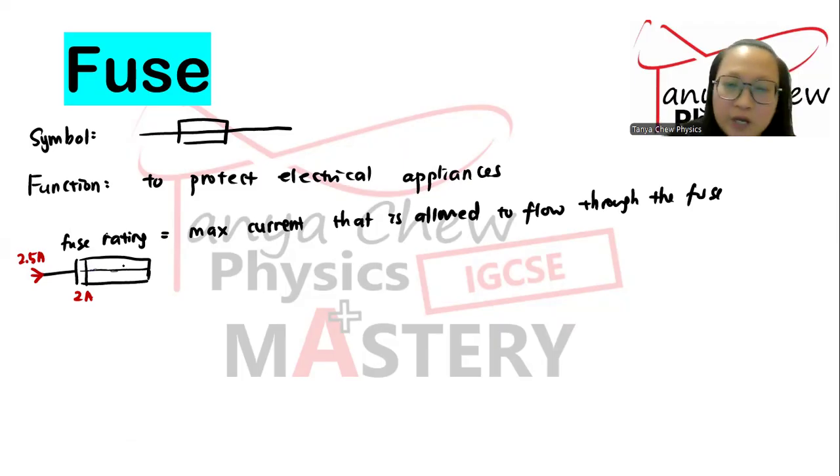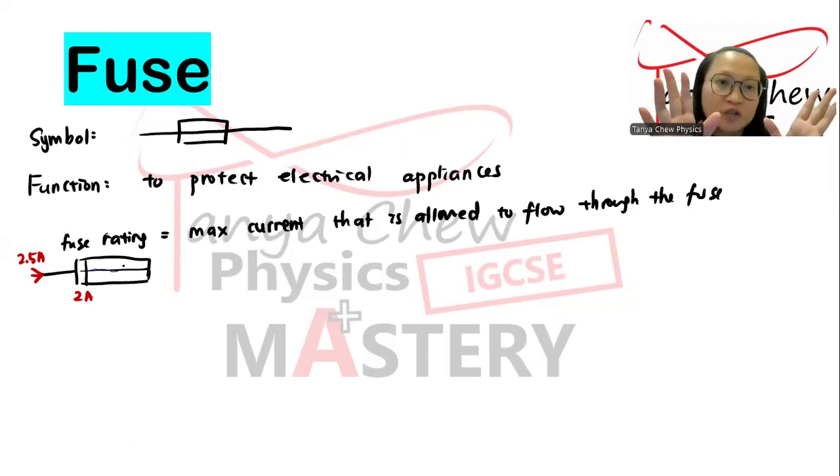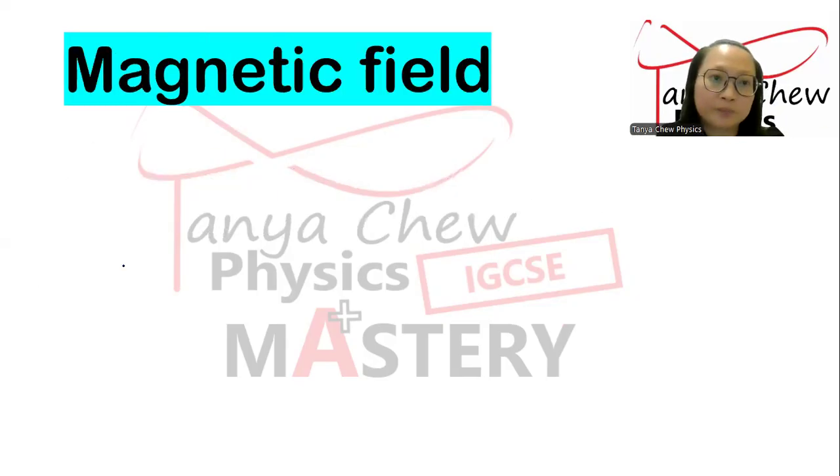The thin wire inside the fuse will be melted and then cut off the circuit. Melted, right? It's like a switch open and the whole circuit is being cut. So this fuse is committing suicide to save the electrical appliances. That is how it is protecting the electrical appliances.